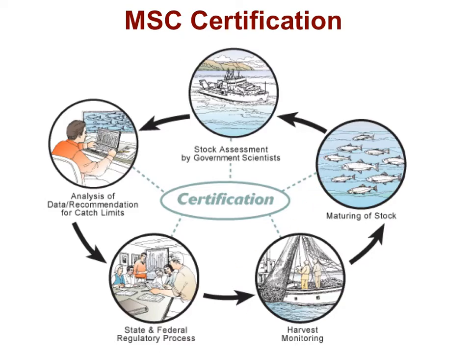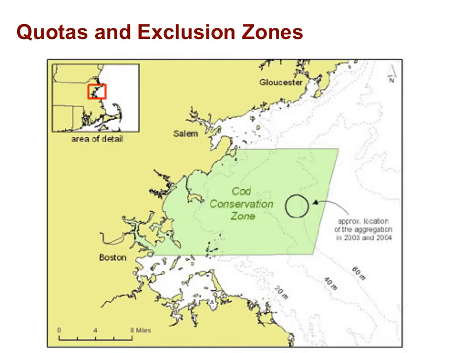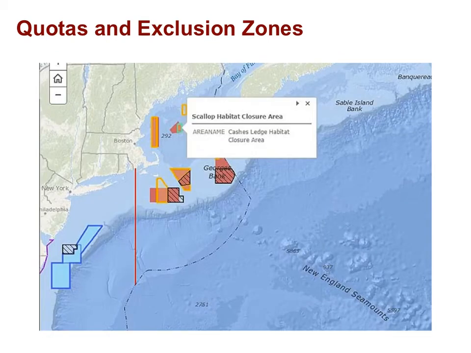Now let's look at national level strategies, rather than international level strategies, that mitigate unsustainable fishing. In the U.S., the National Oceanic and Atmospheric Administration, NOAA, has programs to monitor fish stocks. Governments set up quotas and exclusion zones along the coast. Again, monitoring or regulating fishing in the open ocean is expensive and it's difficult due to the size of the ocean. In this map, you can see scallop and halibut closure areas off the northeast coast of the United States.